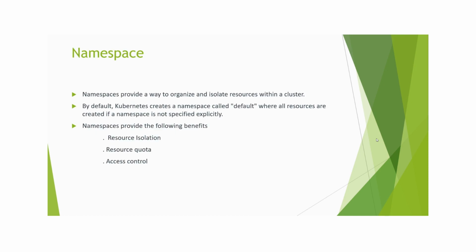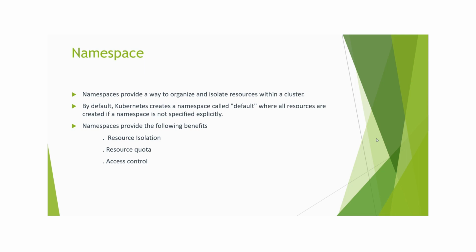So namespace provides a way to organize and isolate resources within a cluster. So you can actually isolate your resources based on the namespace in a cluster. But first you will have to create the namespaces. By default, when you create a Kubernetes cluster, it creates a default namespace, and there are other namespaces as well. But whatever applications you create, if you're not providing the namespace name, then it will go to the default namespace. It also provides resource isolation, resource quota, and access control.